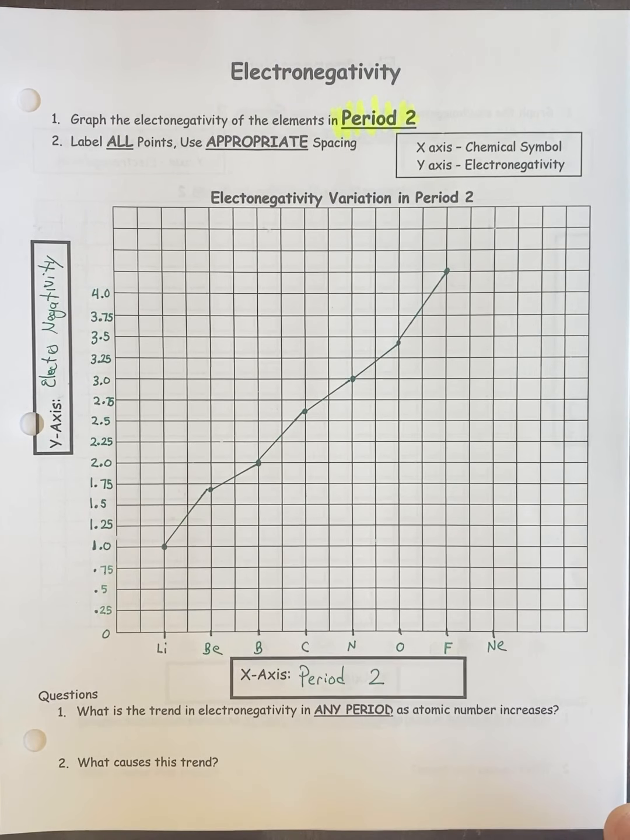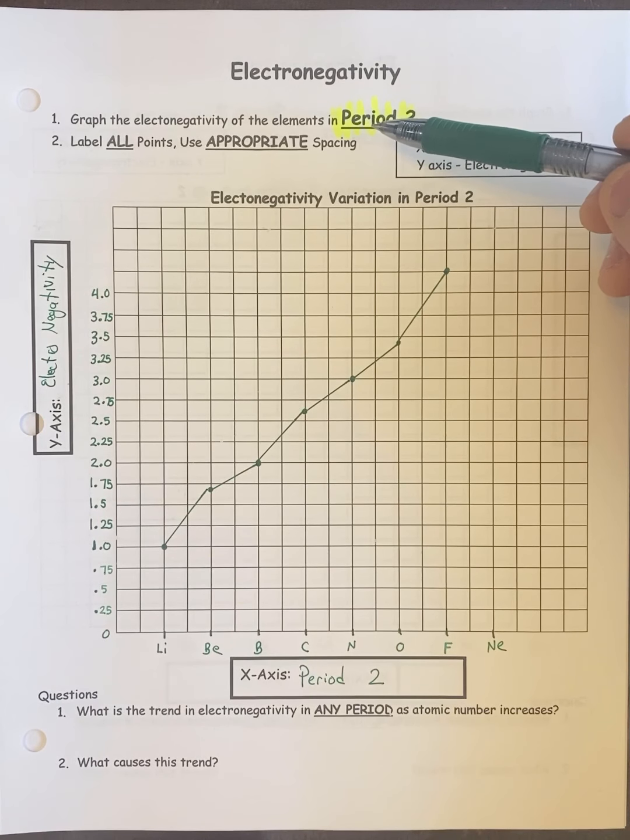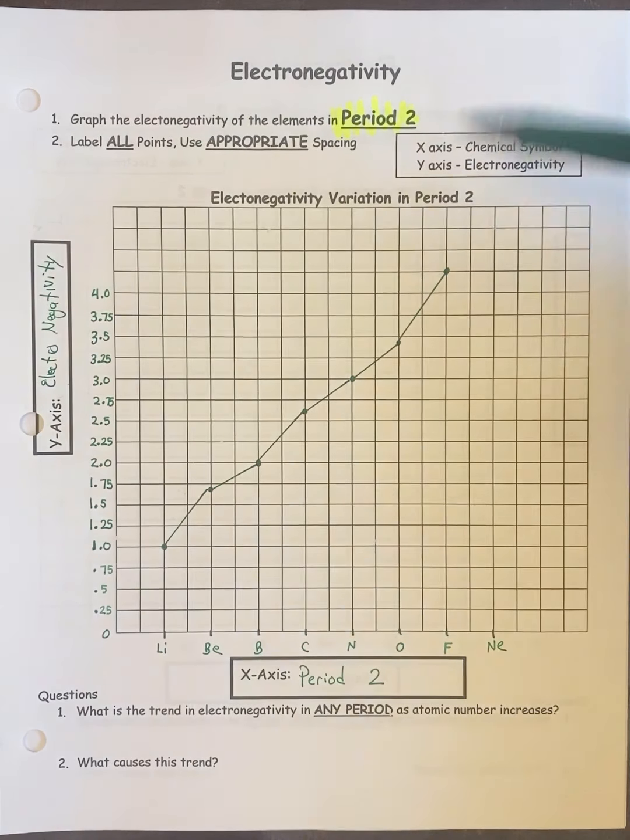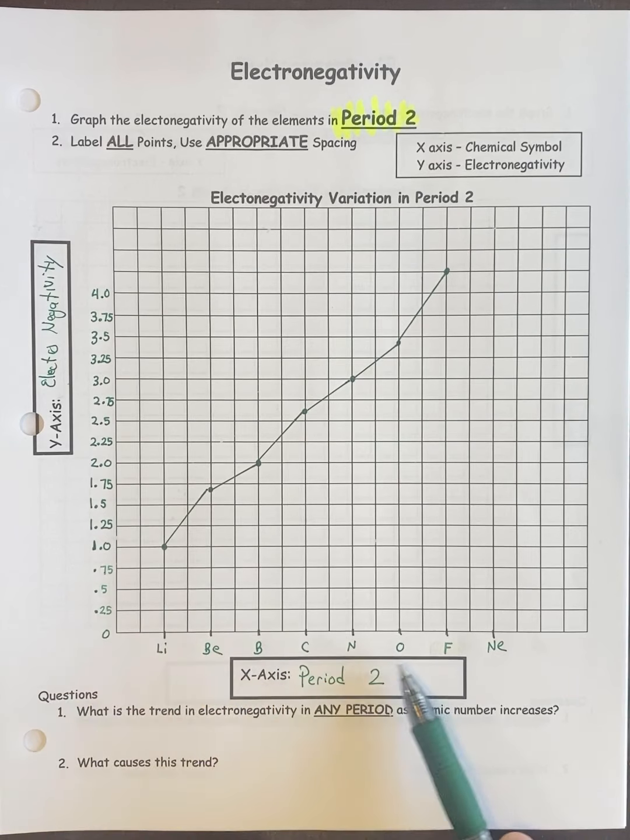Now it says label all points, use appropriate spacing. This is fine because I have these symbols down here. I don't have to relabel the symbol, so I wouldn't worry about that too much.